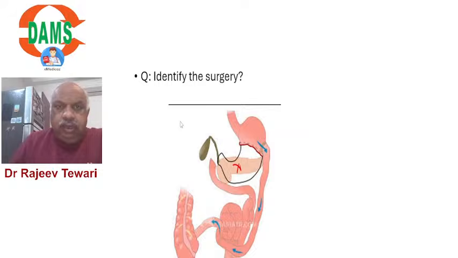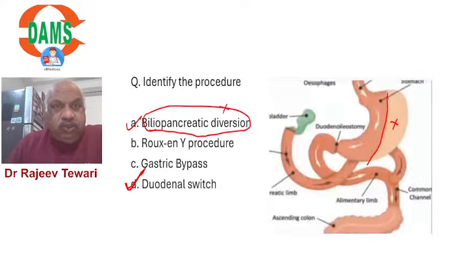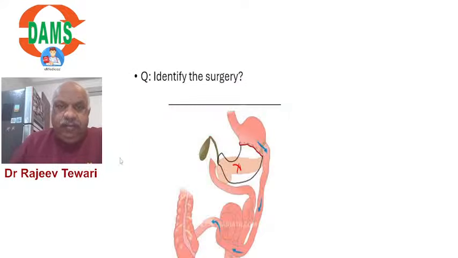So you can now revise, you can recollect whether it was sleeve gastrectomy with Roux-en-Y or whether it was distal gastrectomy with Roux-en-Y. The first is duodenal switch, the second is BPD.